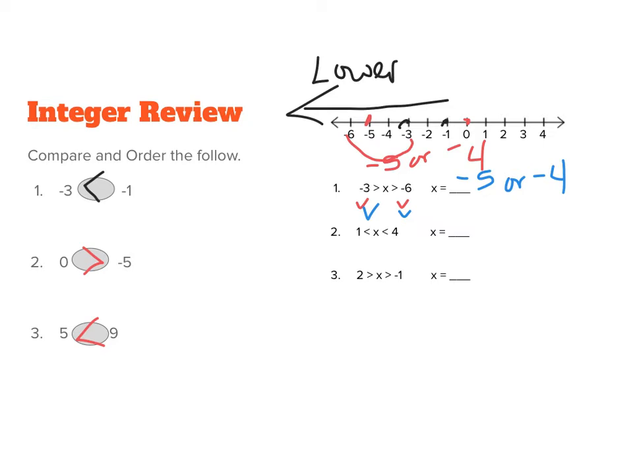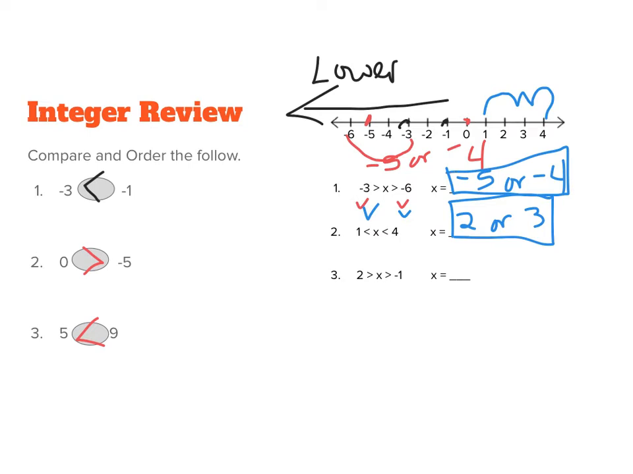Let's look at number 2. So 1 is less than something, but that something is less than 4. So again, you're looking between 1 and 4. So it could be 2 or 3. So 1 is less than 2, and 2 is less than 4. And that's correct. So let's try 3. 1 is less than 3, and 3 is less than 4, and that's correct. So those are your correct answers so far.